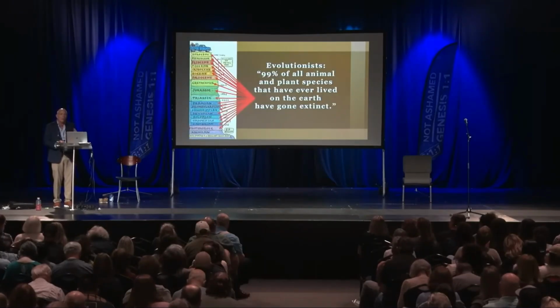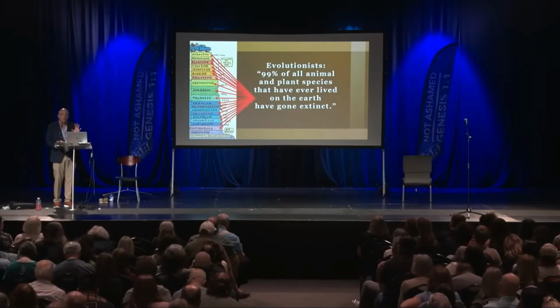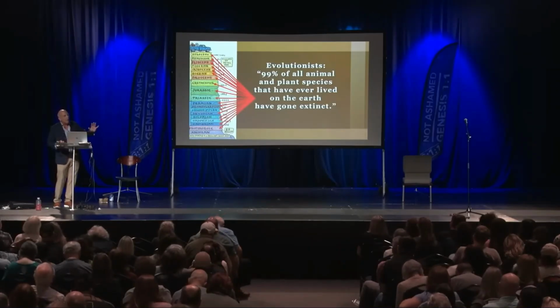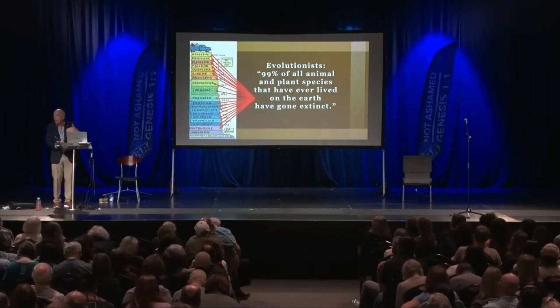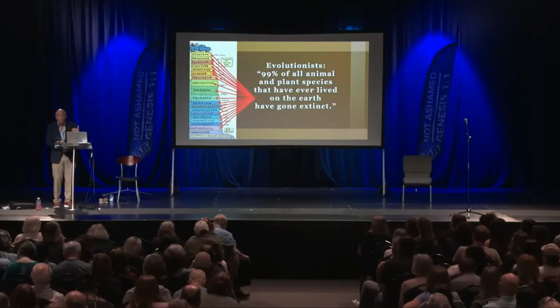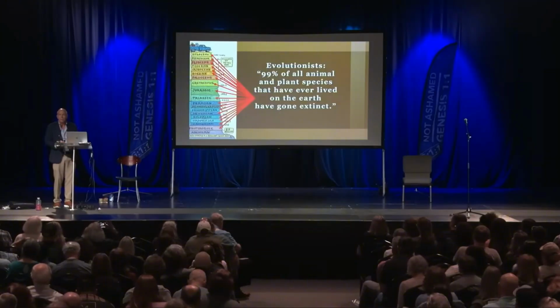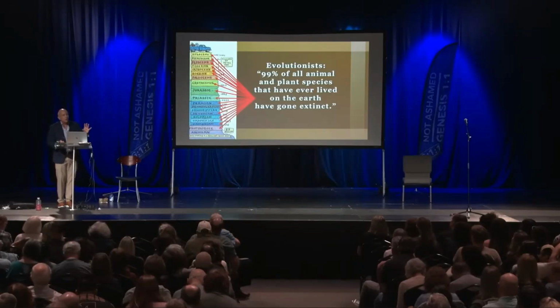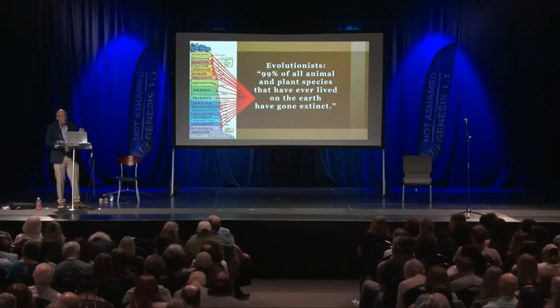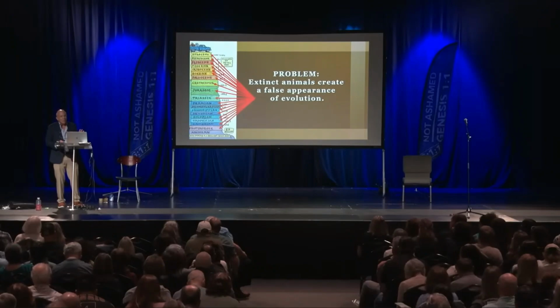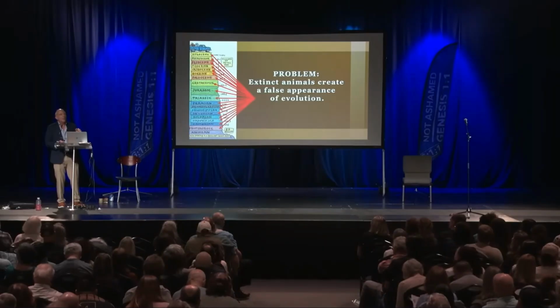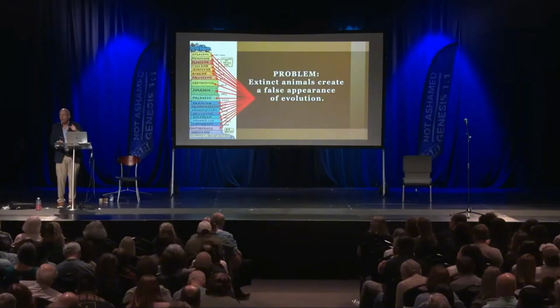Well, the evolutionists say that 99% of all animals that have ever lived on the earth, plants and animals, have gone extinct in the past. We can compare what we have now to the past. Some of that was Ice Age, some of it was during the flood, some of it was different reasons. But the evolutionists would say 99%. So that would mean any layer you look at is going to look like all these extinct animals, and it's going to give the illusion of evolution.